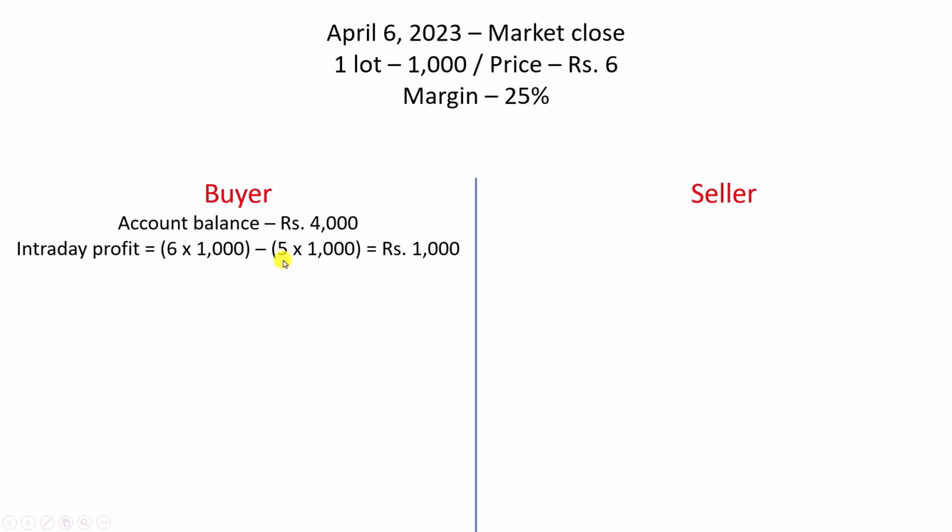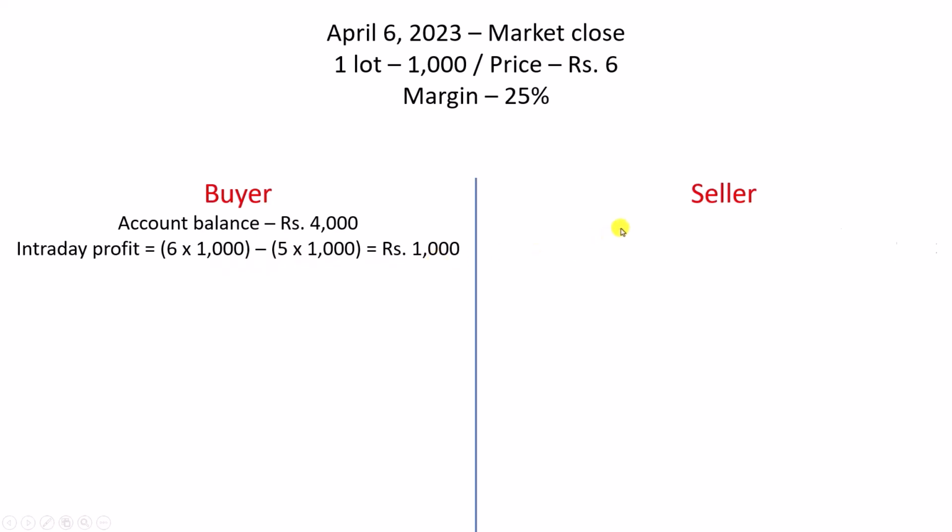What is 5? 5 is the amount at which the buyer bought the lot. So 5 into 1000. The buyer bought the lot at 5. He did not pay 5,000 rupees. He paid only the margin. But this is how we calculate the profit and loss. So 6,000 minus 5,000 is 1,000 rupees profit.